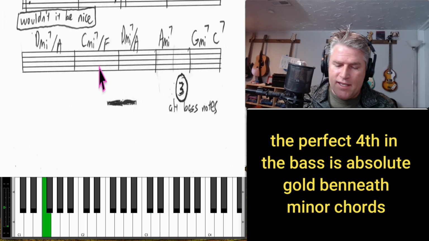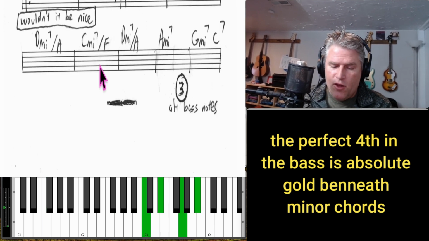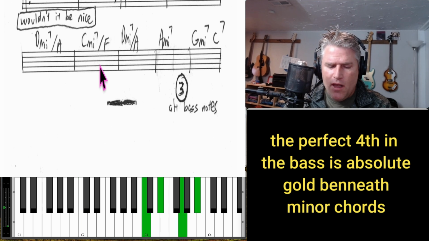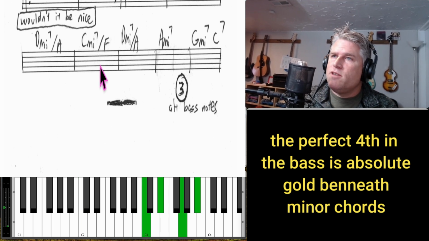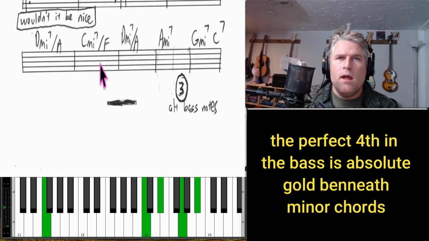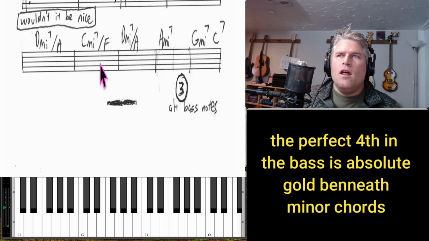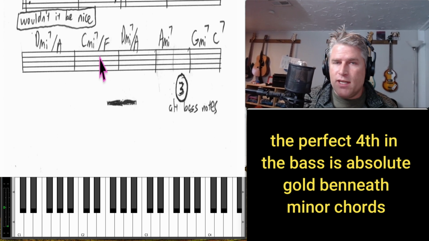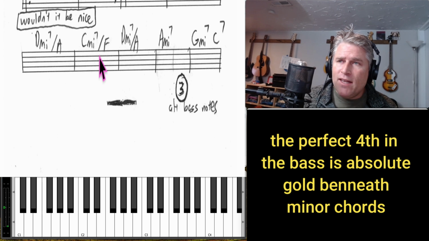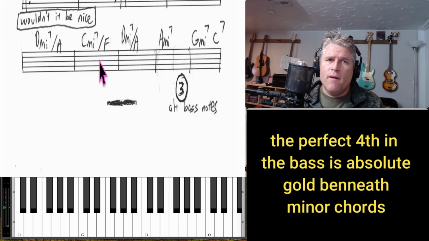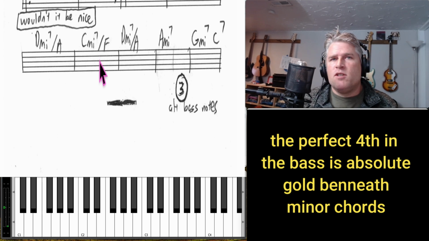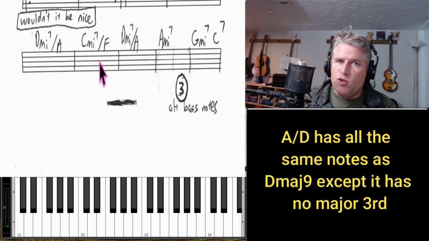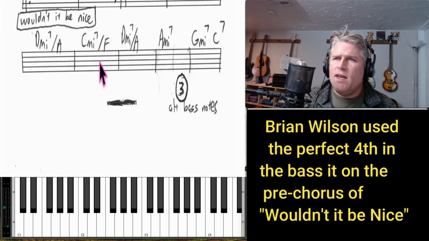That's used a lot. C minor 7 even, watch. There's C minor in the bass, C in the bass. F in the bass, C minor 7 over F. The perfect fourth is absolute gold on minor chords, even in the melody. The melody loves a fourth in a minor chord, and the bass note loves to be a fourth in the minor chord. Major chord, it's a little trickier. You have to use that Steely Dan trick and take out that third. But wouldn't it be nice?